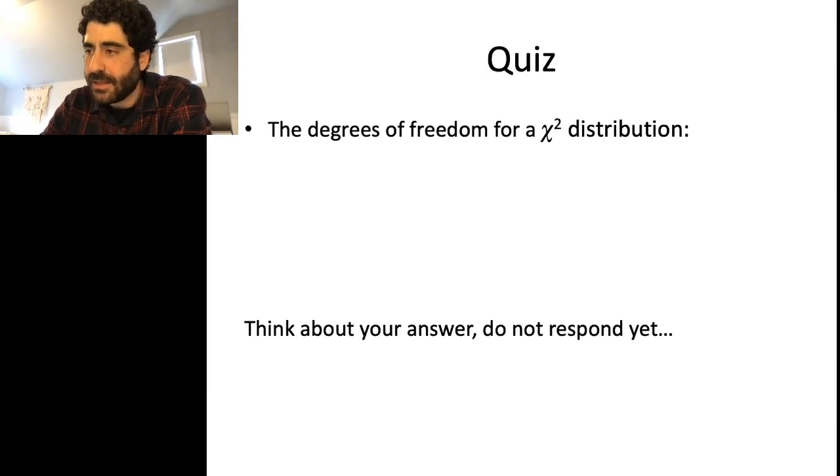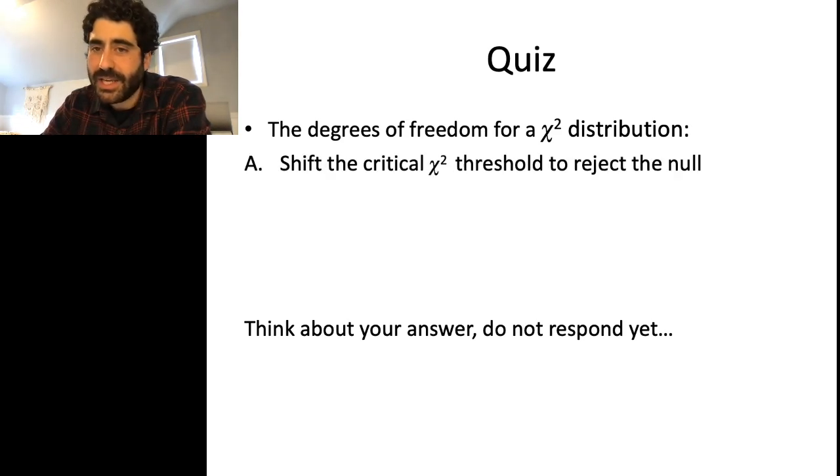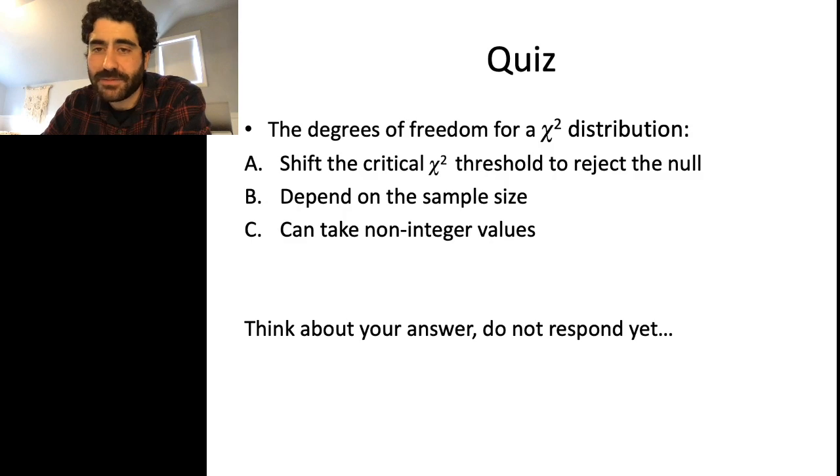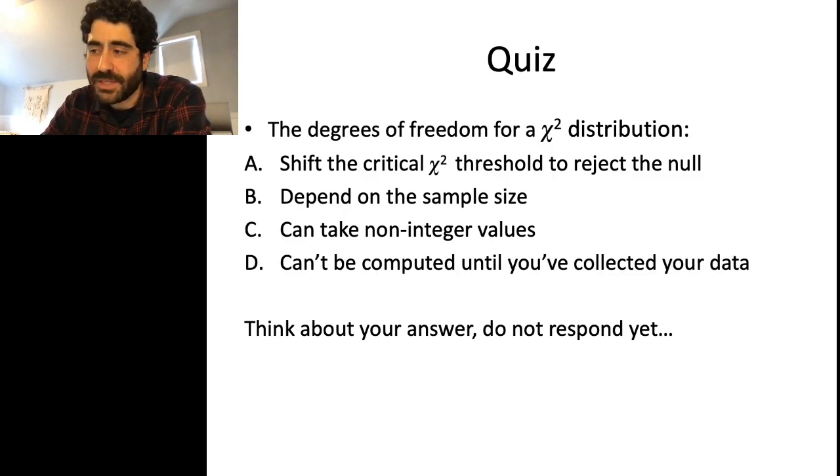All right, here's another quiz about the degrees of freedom for our chi-square distribution. Do they A, shift the critical chi-square threshold for rejecting the null, B, depend on the sample size, C, can they take non-integer values, or D, can't they be computed until after you've already collected your data?